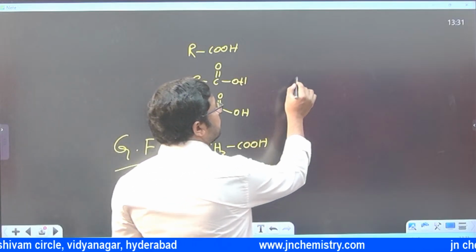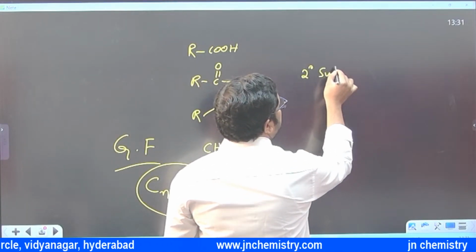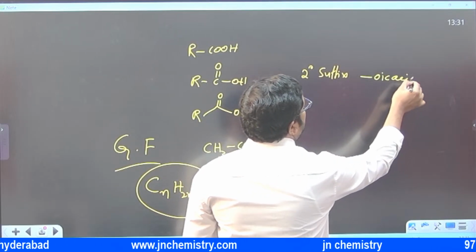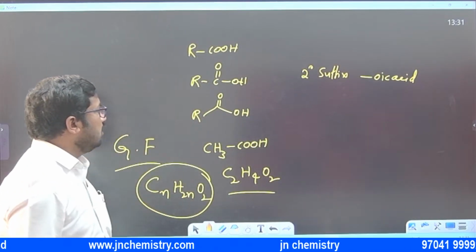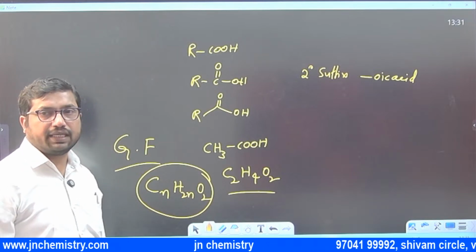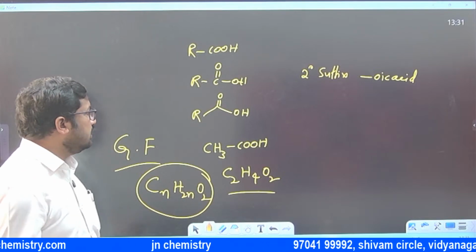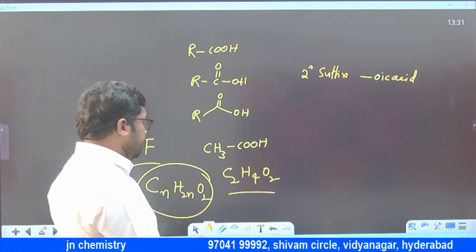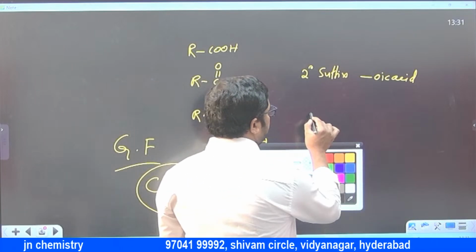So the secondary suffix we are using is oic acid. Right? So only one carbon is there. Meth plus oic acid, methanoic acid, ethanoic acid, propanoic acid, right? Butanoic acid, like that. And one more important thing, here is ester.